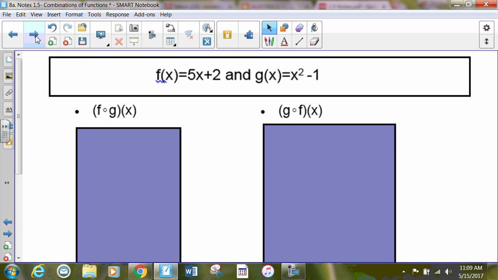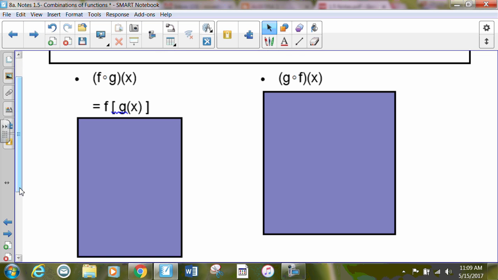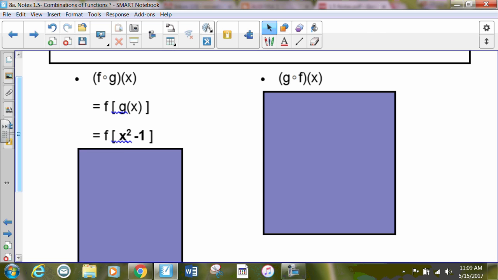We're going to be given that we have two functions. We have the first function, f of x, is 5x plus 2, and the second function, g of x, is x squared minus 1. So for some reason, I have these all typed out, so we'll just go through it without me writing. When we have fog, what we're going to do is remember that we can rewrite it as f of g of x. But don't mind that squiggly blue line underneath the g. It doesn't mean anything.